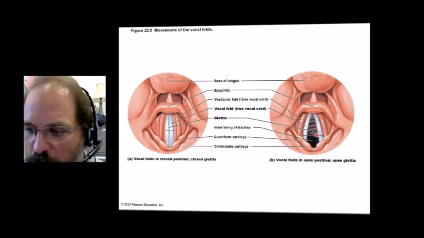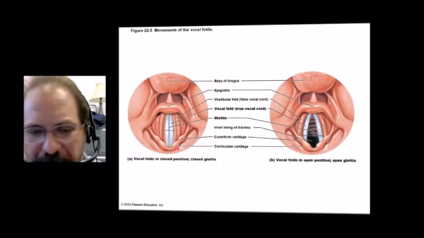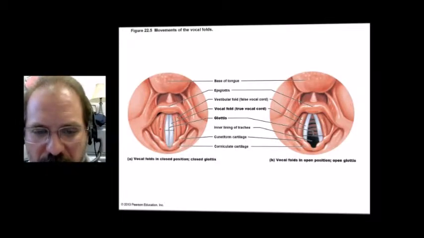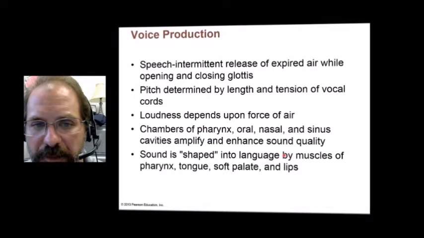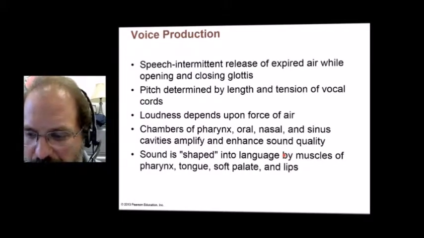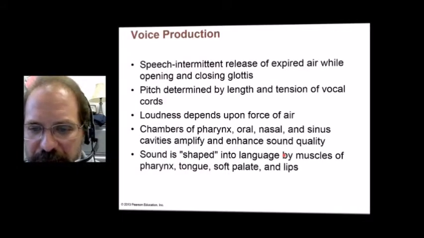And here's a picture of the glottis open with the vestibular fold there and then the true vocal fold exposed below. And here's an example of it more closed with the vestibular fold now closed in and the true vocal cords pinched shut. So nothing more to add here. I already talked about how speech is produced.